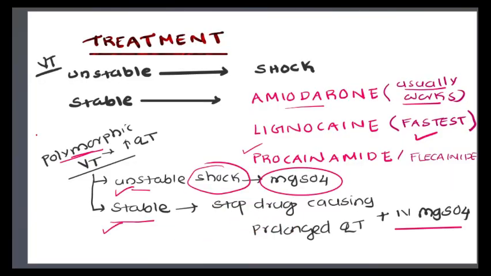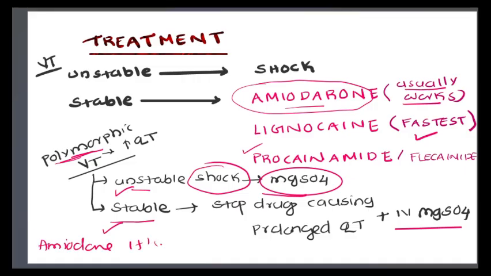Why are we giving amiodarone in monomorphic VT, and why not in polymorphic VT? Why do we try magnesium sulfate instead of amiodarone? Because amiodarone itself can cause long QT. So if that is causing long QT, would you consider amiodarone for polymorphic VT? No. One of the causes of polymorphic VT is long QT, so we don't give it.